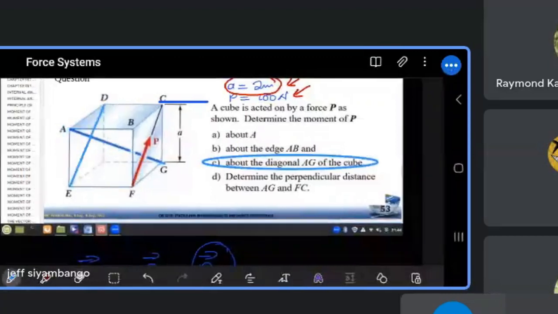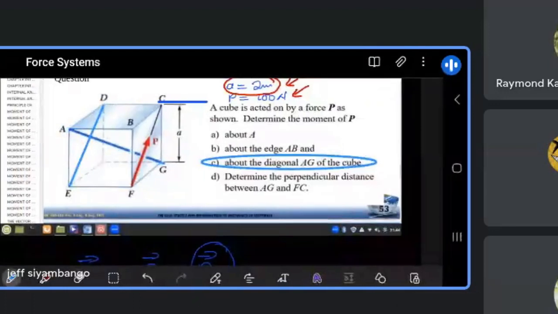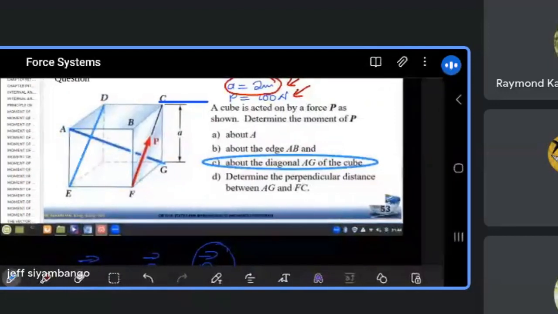If they wanted us to get the moment about the diagonal ED, we would have been forced to first calculate the moment about the point E, or if not E, the moment about the point D. So all I'm saying is we would have been forced to calculate the moment about a point that lies on our line ED. After getting the moment about a point on our line ED, we would then have got the unit vector pointing from E to D. Then lastly, get the dot product. I hope I've answered the question, Chinan.